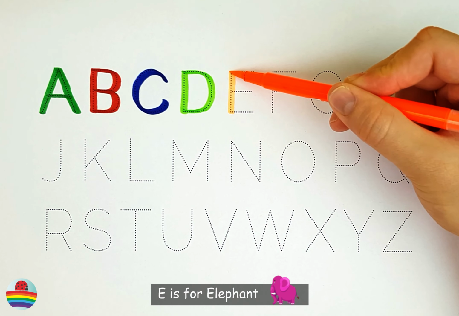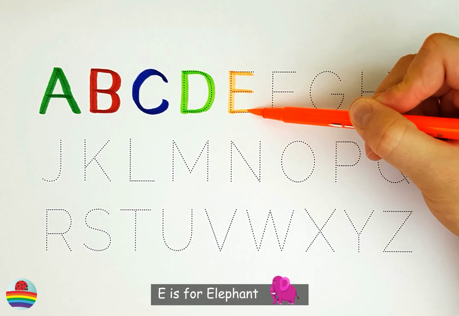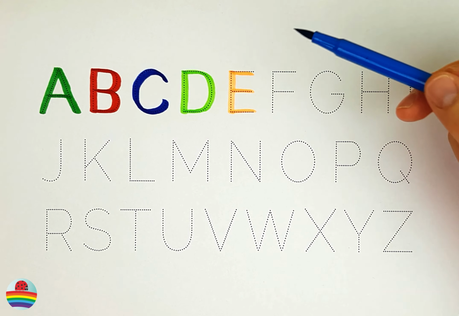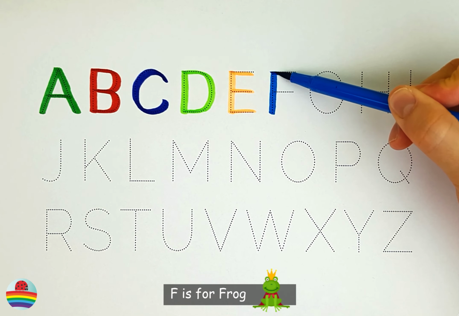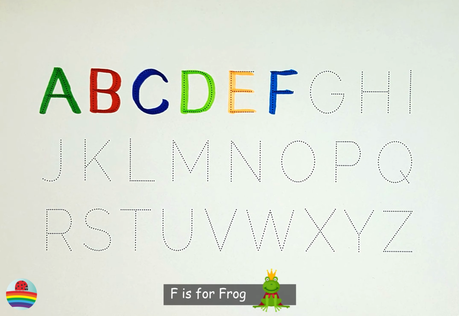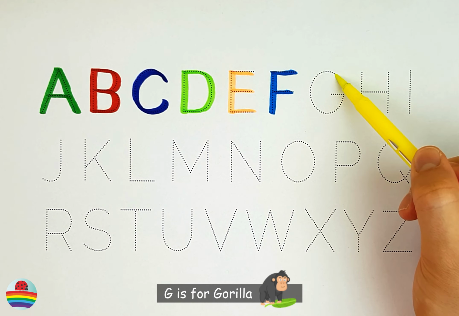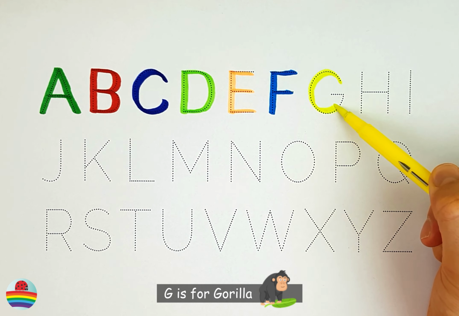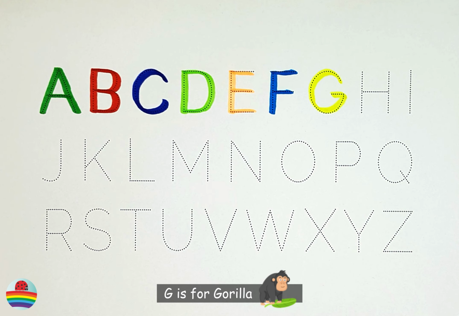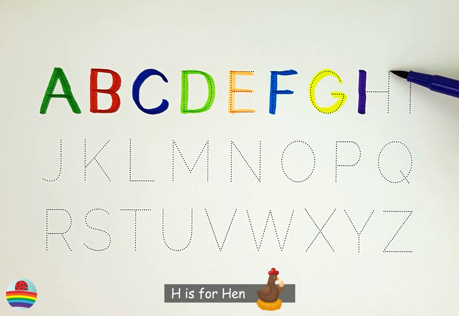E is for elephant. F is for frog. G is for gorilla. H is for hen.